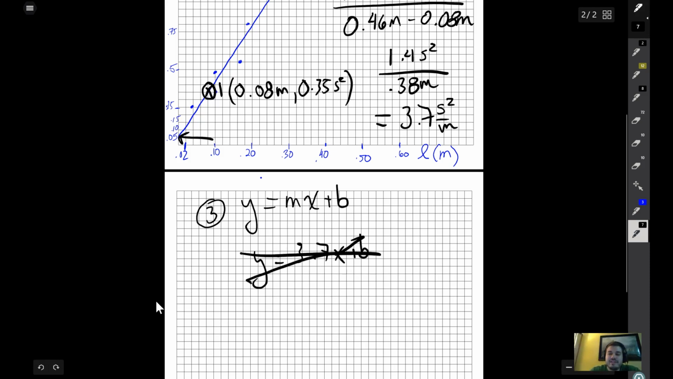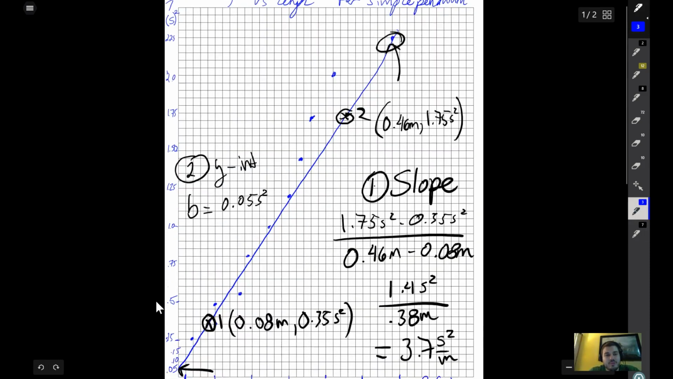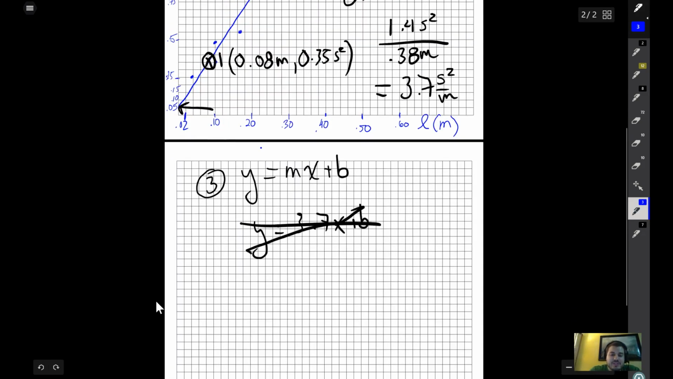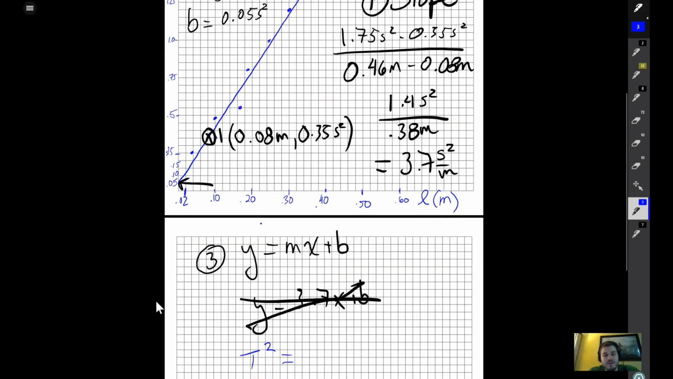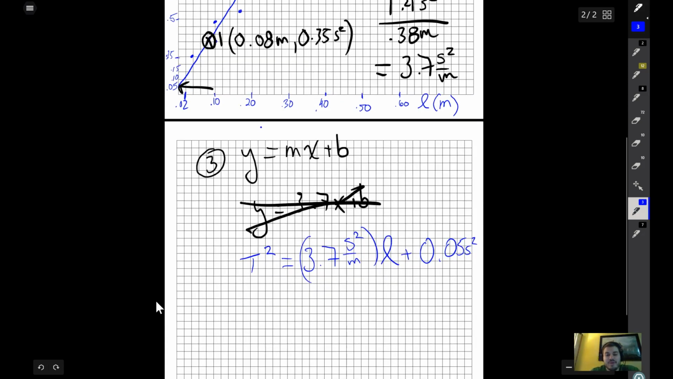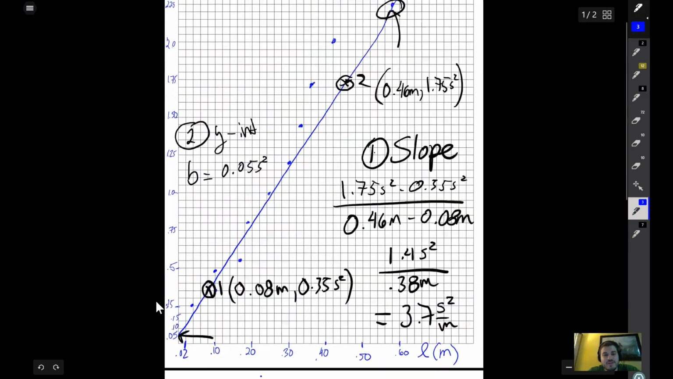So instead what we do is replace these things with the lab equivalent. So what I mean by that is, what is my y variable? It is the period squared. So the specific equation here is the period squared equals my slope for this equation, which was 3.7 seconds squared per meter, times my length, plus 0.05 seconds squared for my y-intercept. And now I have my specific physics equation line for my line of best fit.